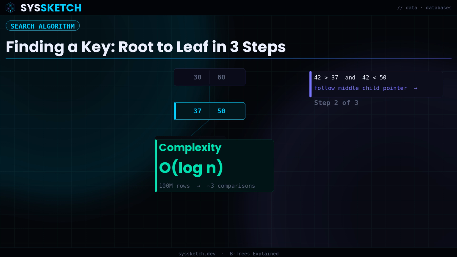Between every pair of adjacent keys is a child pointer. So a node with 2 keys has 3 child pointers. This means a node with 1,000 keys has 1,001 children. That fan-out is why B-trees are so shallow. More keys per node means fewer levels, means fewer disk reads.